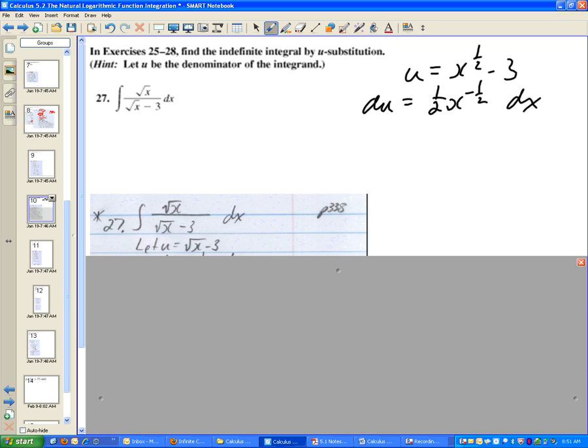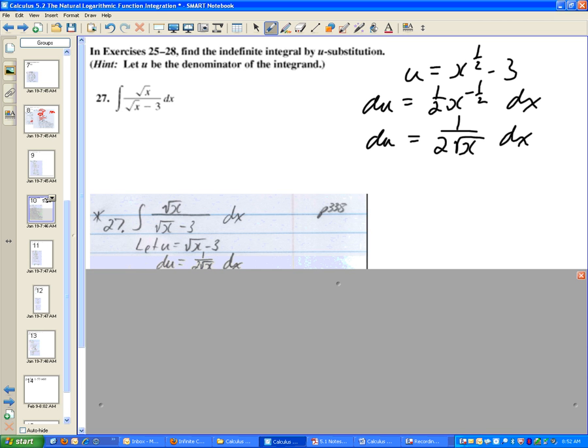But we can simplify that a little bit. So wouldn't du be 1 over 2 square root of x? So you need to memorize that. It's going to come up often enough that you're going to be frustrated if you have to figure it out every single time you run across it. The derivative of the square root of x is 1 over 2 square root of x. Okay? So that's our du, 1 over 2 square root of x dx.